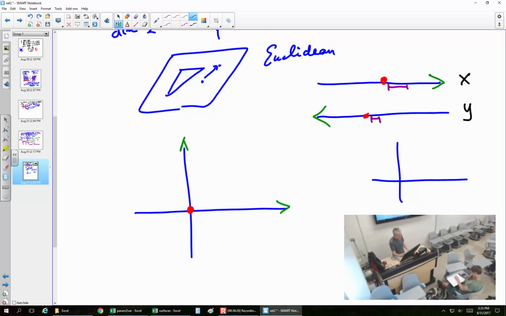Since they're perpendicular, they have to intersect, but the origin might be like this. So this is 0, 1, 2, and this is 0, 1, 2 in that direction. So it is possible. There is really nothing wrong with that. But the assumption in mathematics is this.